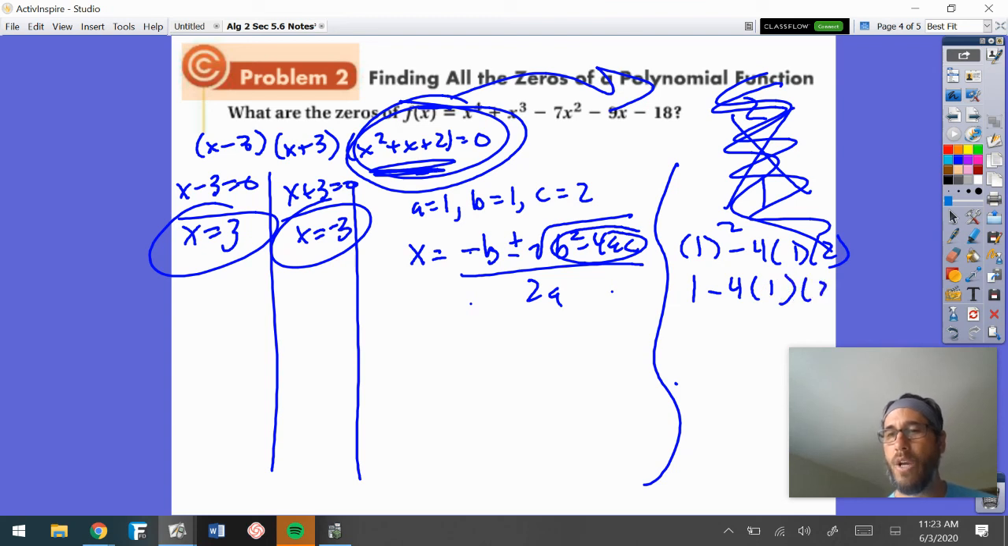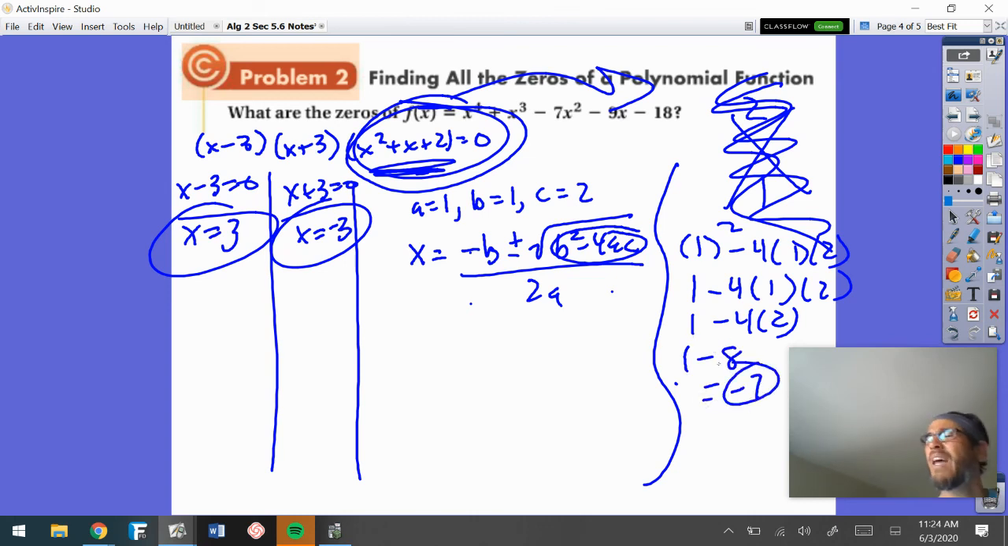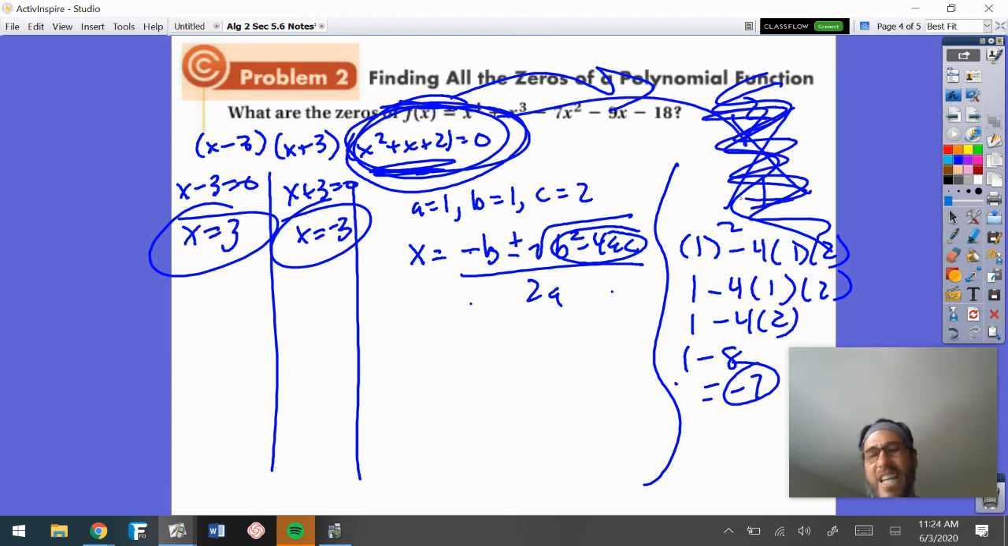Okay, and then I have to do multiplication. Negative 4 times 1 is negative 4. Negative 4 times 2 is negative 8. Negative 7. Remember, that would mean no solution, or in this case, it would mean imaginary. So now let's find my answers. And the best thing is if we get something like this that is not factorable and we do the quadratic formula, it just gets the answers for us.